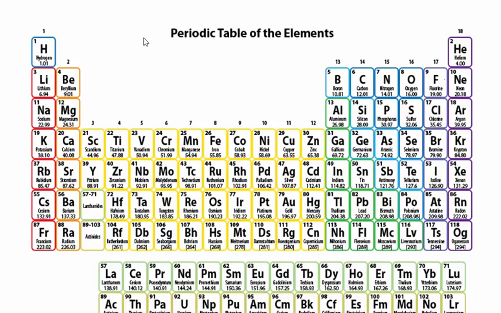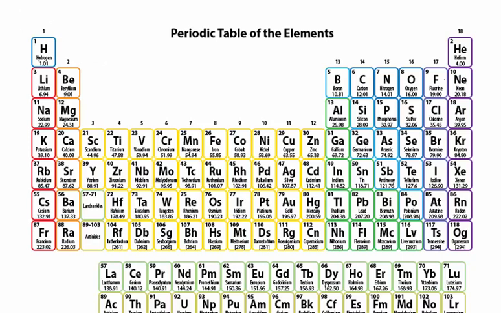Now, our periodic table represents what's called periodic law. And that law states that the properties of elements are periodic functions of their atomic numbers. Now, on our periodic table, we have a whole bunch of little rectangles. Each of these rectangles represents an element.